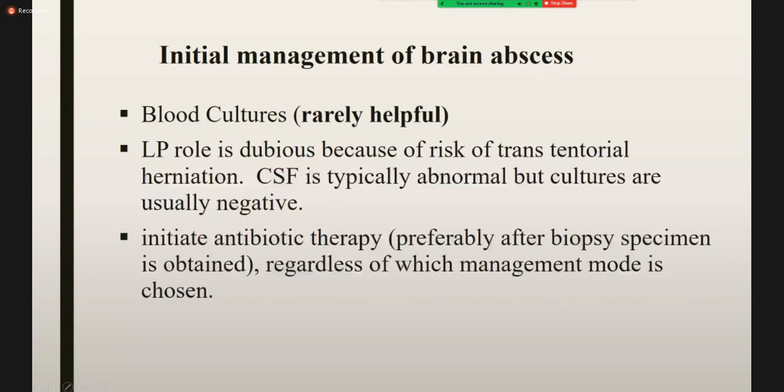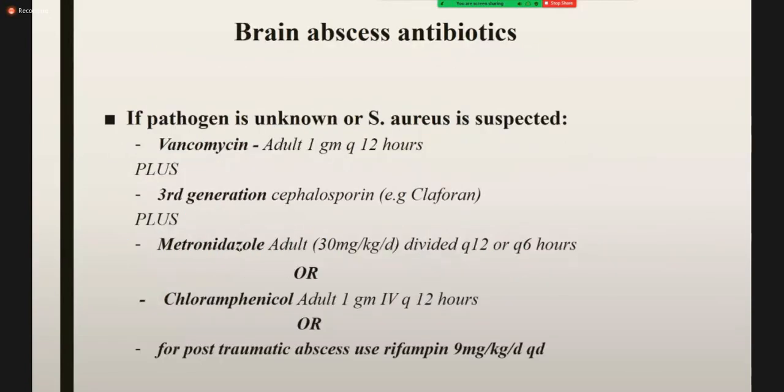So the initial management of brain abscess: you have to send blood cultures, although they are rarely helpful. The role of lumbar puncture is dubious because of the risk of transtentorial herniation. CSF is typically abnormal, but cultures are usually negative. You should initiate antibiotic therapy, preferably after a biopsy specimen if obtained, and regardless of which management mode is chosen.